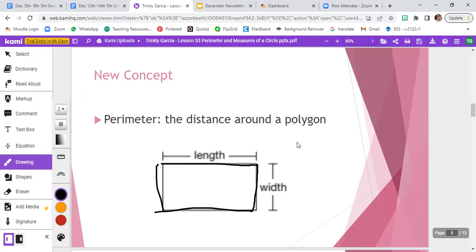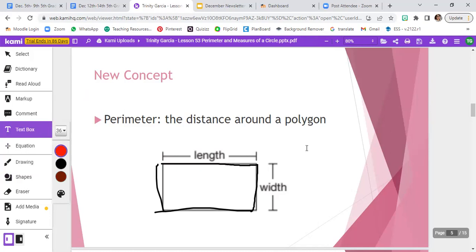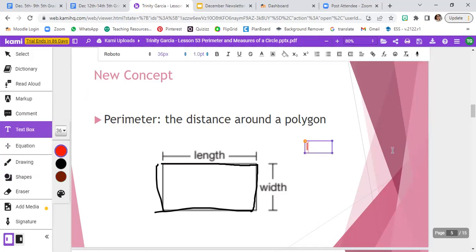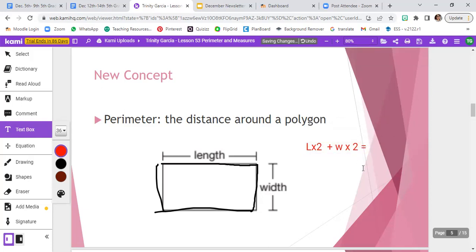Okay, so for a rectangle, the equation that people use looks like this: length times 2 plus width times 2. Okay, length times 2 plus width times 2. I don't know why they did it that way. Okay, that gives you your perimeter. That's the outside of your shape, if we were going to measure all the way around.